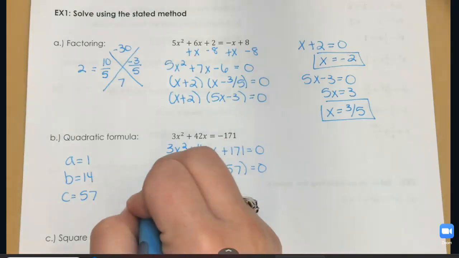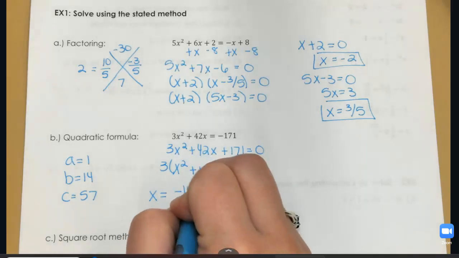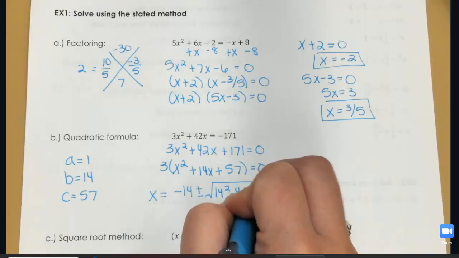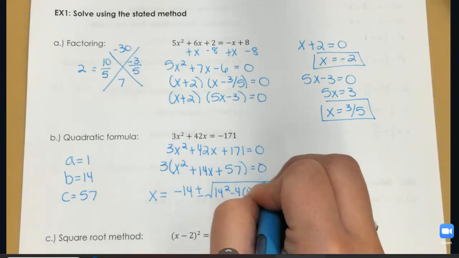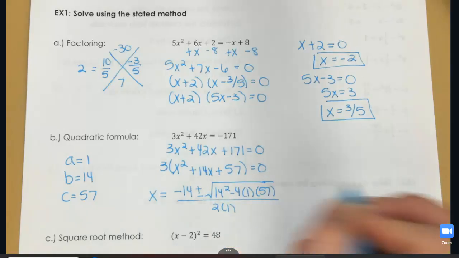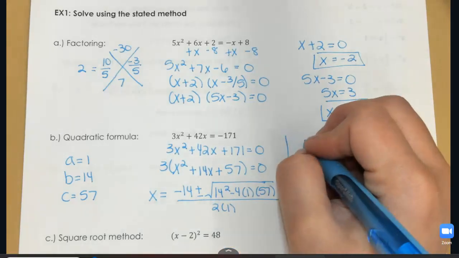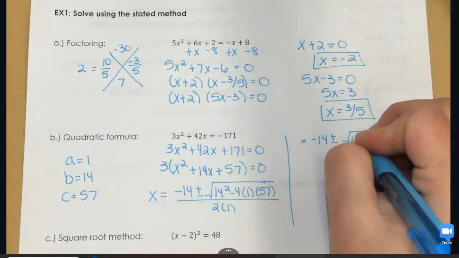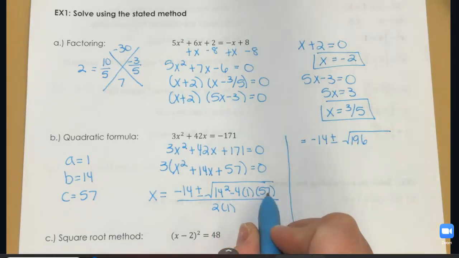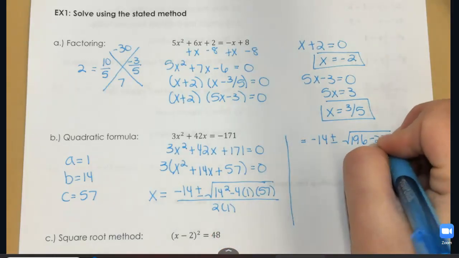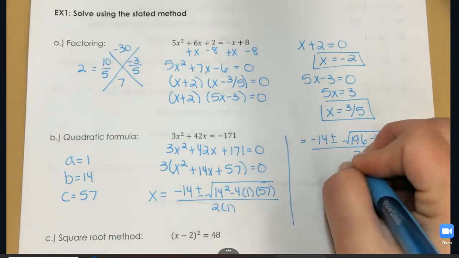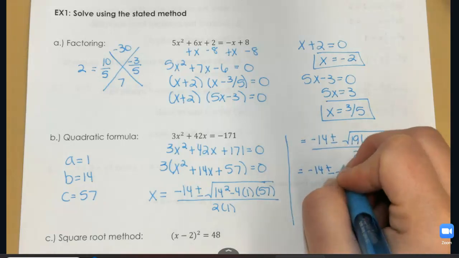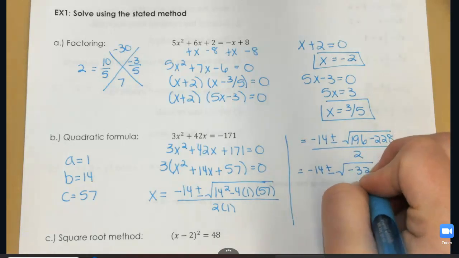So x is going to equal negative 14 plus or minus the square root of 14 squared minus 4 times 1 times 57, all divided by 2 times 1. So moving up here, I've got negative 14 plus or minus 14 squared is 196. Negative 4 times 1 times 57 is negative 228, all divided by 2. 196 minus 228 is negative 32.